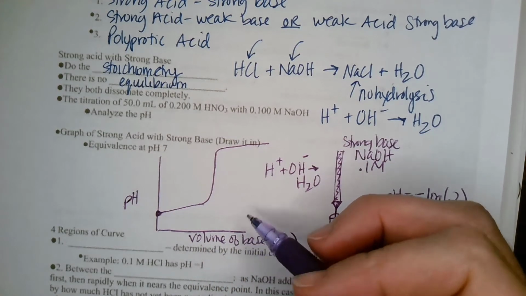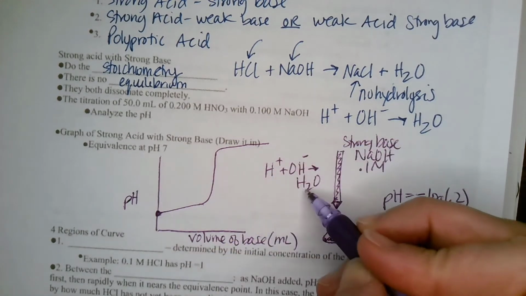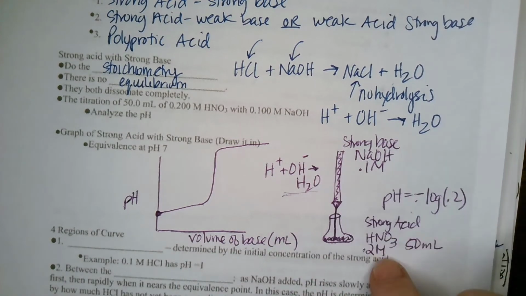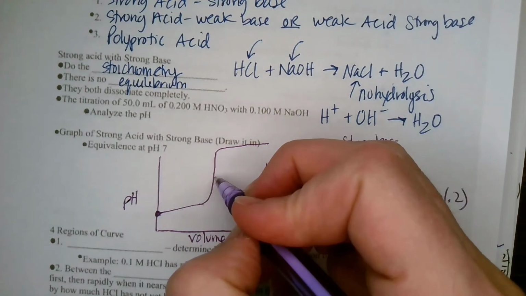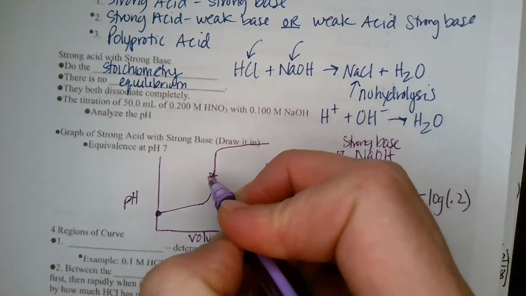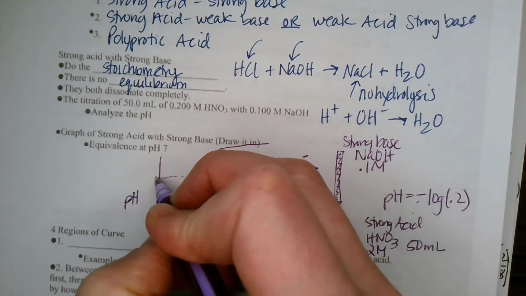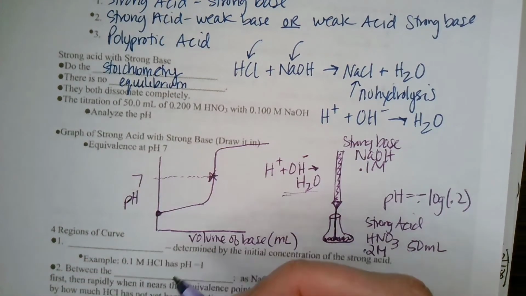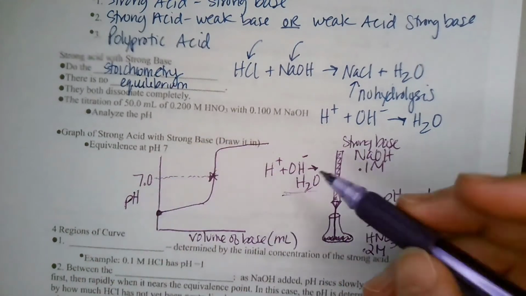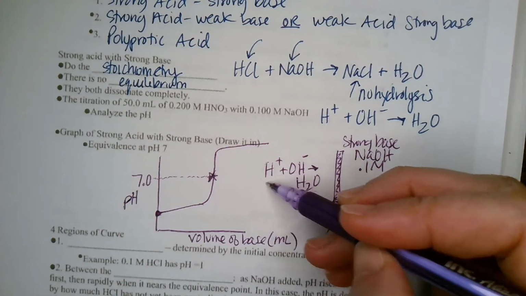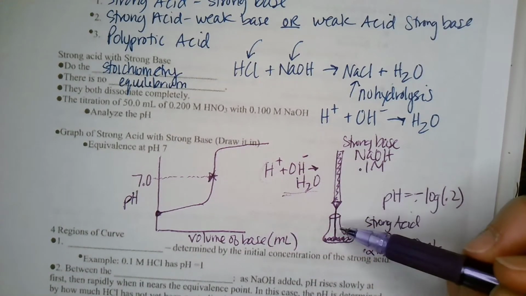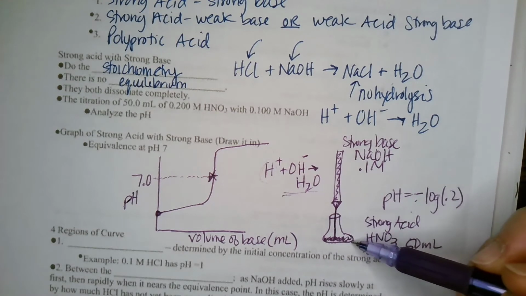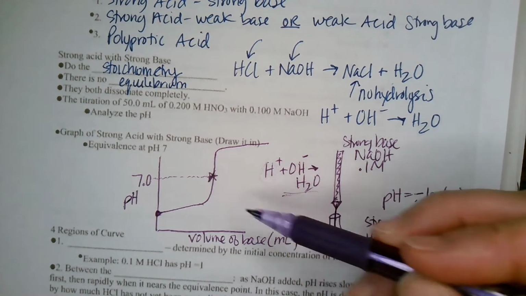So this equivalence point is what we're looking to see when all of our acid is used up, and we have a pH of 7.0. When it is completely used up and we have exactly the same number of hydrogen ions and hydroxide ions, that's that pH of 7.